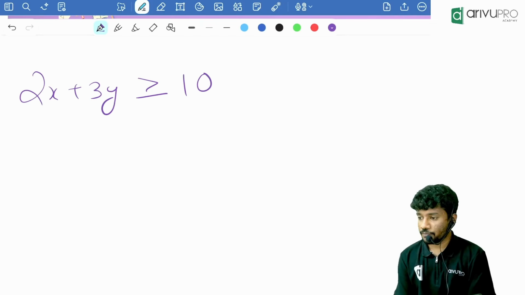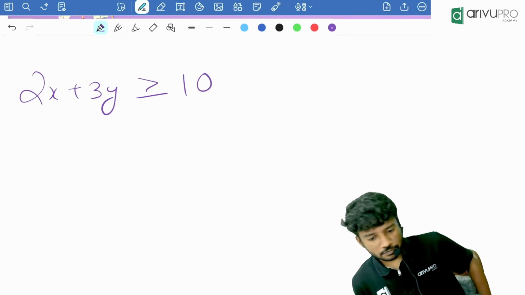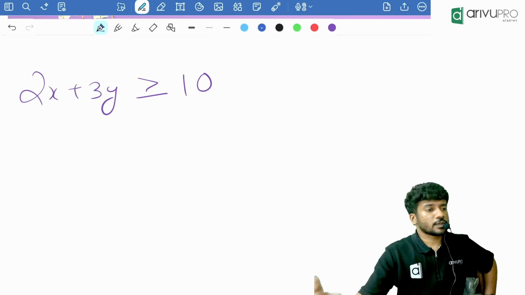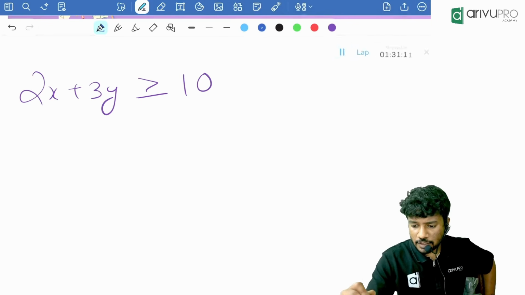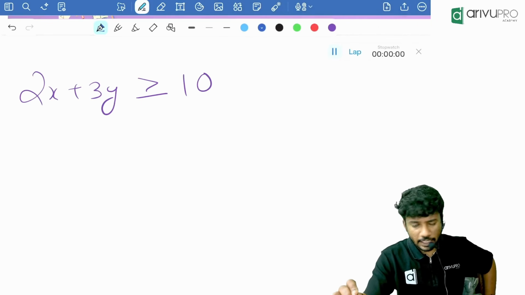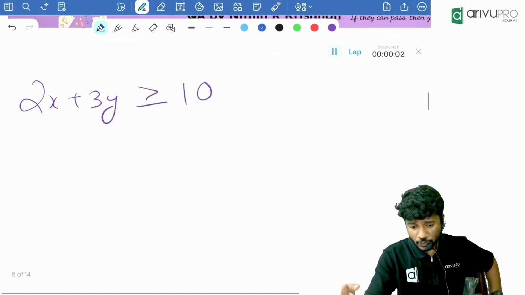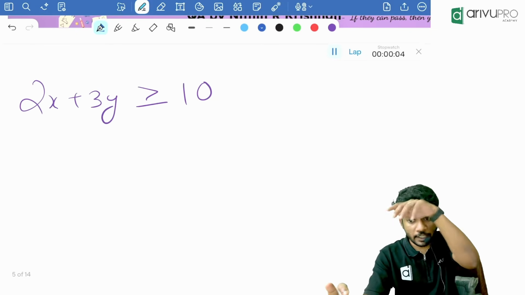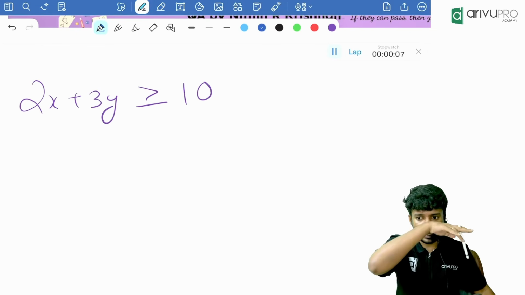2x plus 3y greater than or equal to 10. The timer starts now. You should tell me how the graph looks and whether it is towards the origin or away from the origin. Accordingly, you should tell. Very good question, very easy answer.